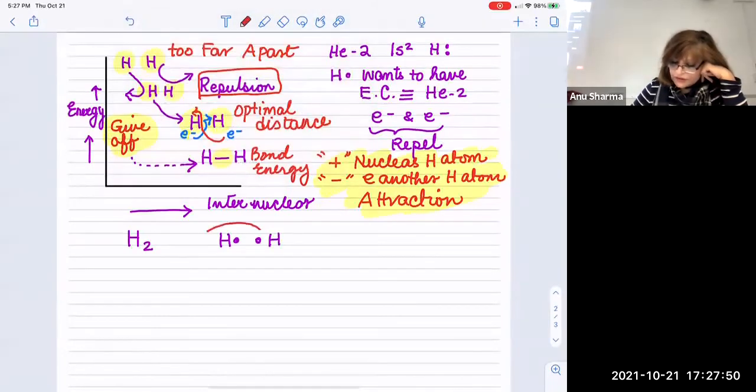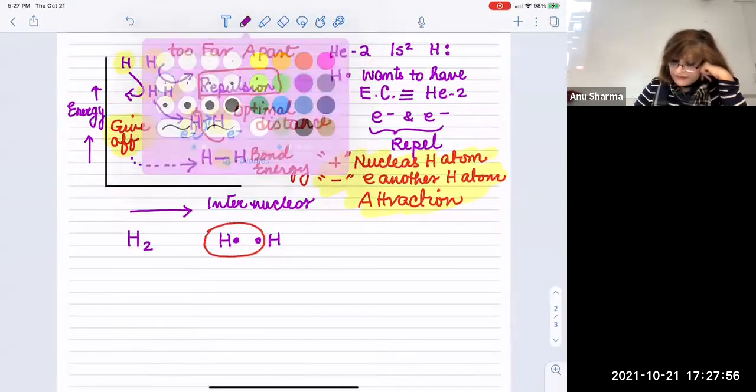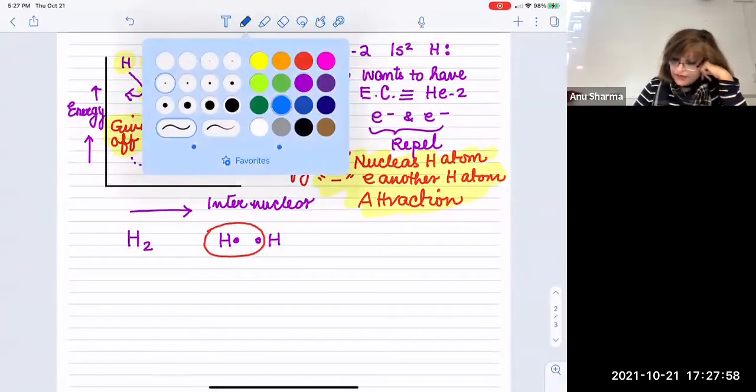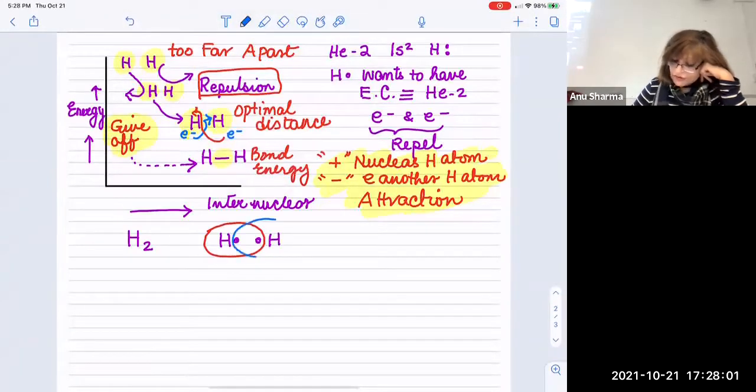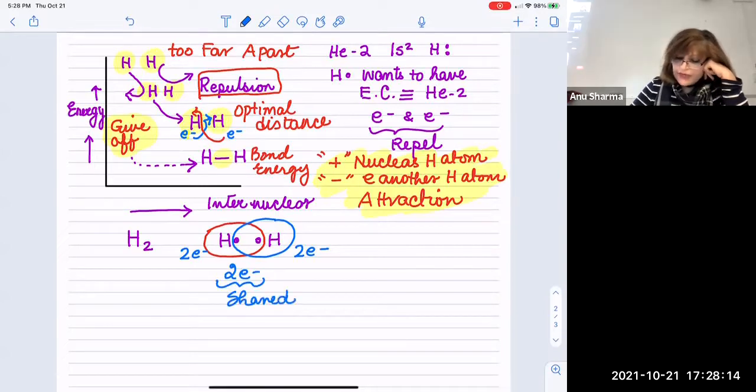Temporarily, this hydrogen gets to share the electron of this hydrogen. And the other hydrogen also gets to share this electron. So this hydrogen gets 2 electrons, and this hydrogen also gets 2 electrons. Although they are only sharing, 2 electrons are being shared, but at one point of time, they do get to keep 2 electrons. So these 2 electrons that are being shared form the single bond.